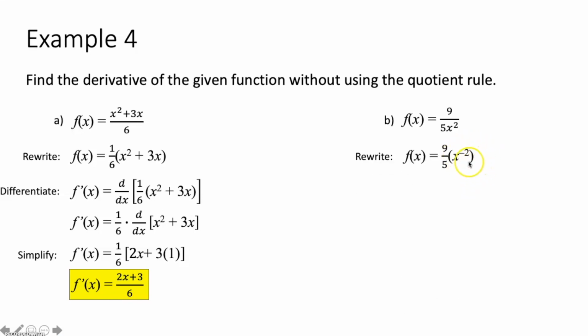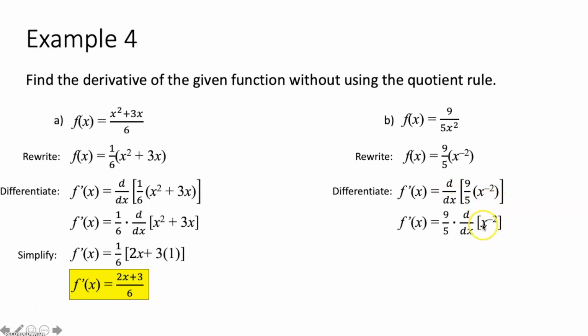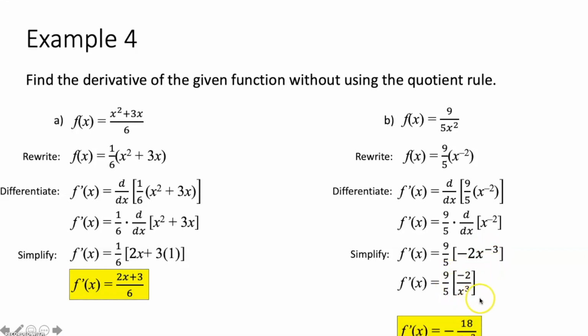The reason I do that is because when I take the derivative, I can use the constant multiple rule, take the 9/5, move it out front, and then I can take the derivative of x to the negative 2nd power just by using the power rule, right? I take that negative 2, move it out front, and then subtract 1 from my exponent, so I get negative 2x to the negative 3rd power. Now, to simplify this, I take that x to the negative 3rd, move it back to the denominator, then multiplying fractions, I just multiply the numerators together and denominators together, and I have my derivative, and it was much easier than using the quotient rule.